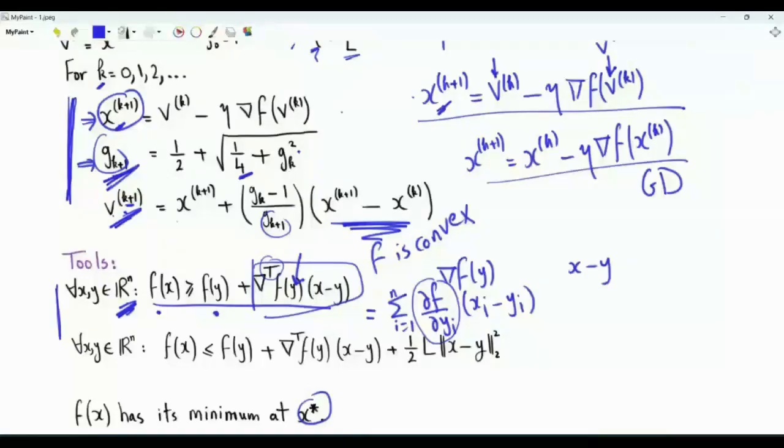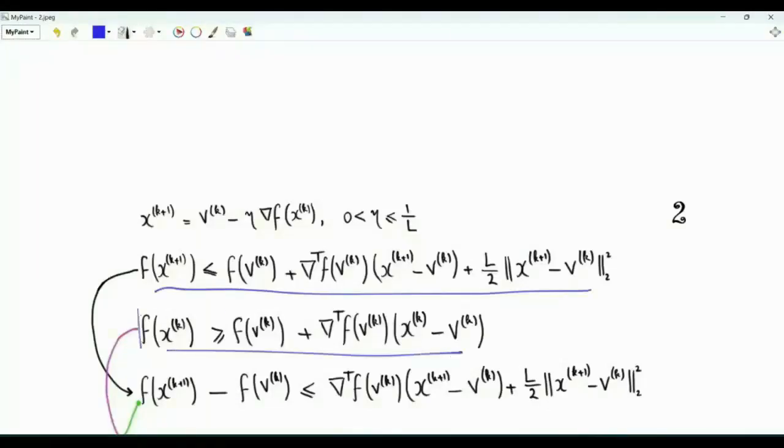Because the function has a gradient that is Lipschitz continuous, there is another inequality that we can employ, and it depends on the parameter L. This other inequality is that for every x and y in Rn, f of x is less than or equal to f of y plus the inner product of the gradient and x minus y plus 1/2 L times the Euclidean distance between x and y squared. That is the L2 norm squared of the vector x minus y.